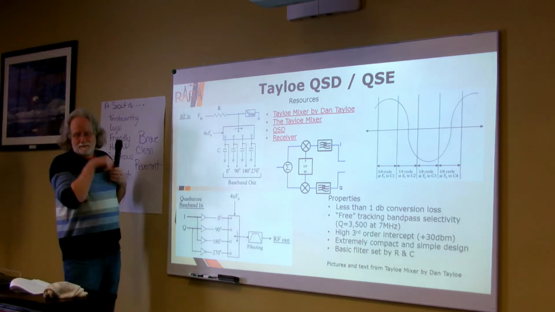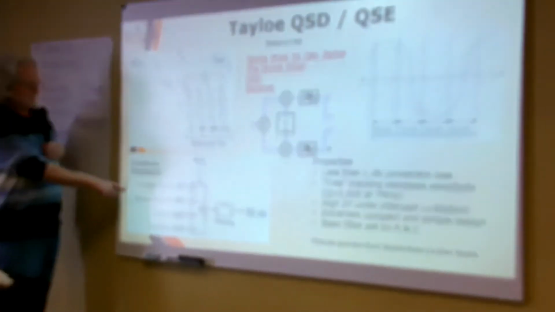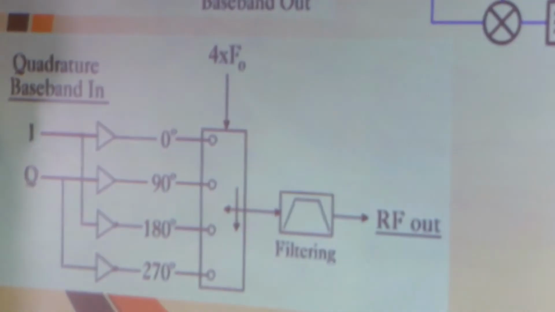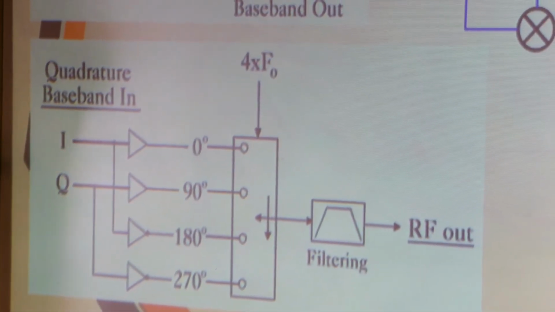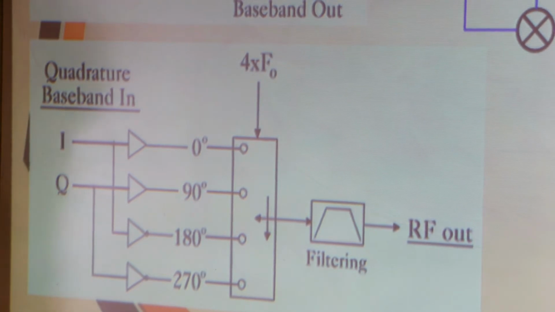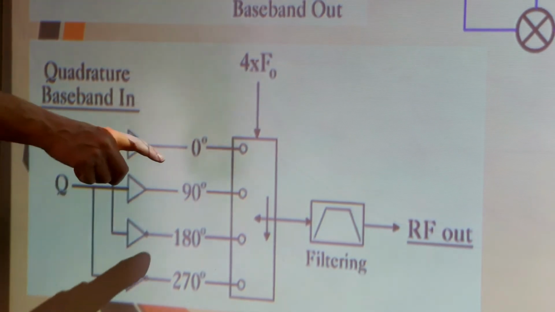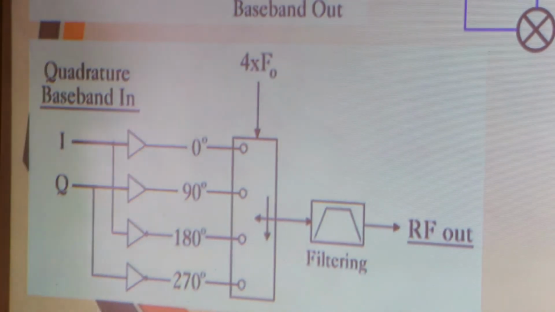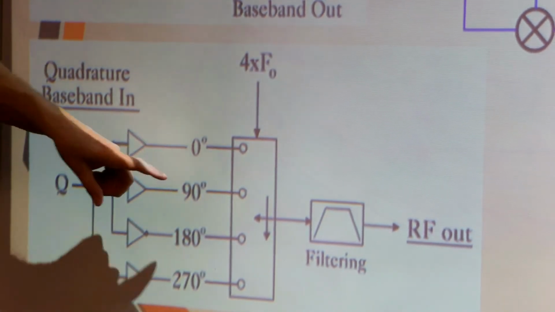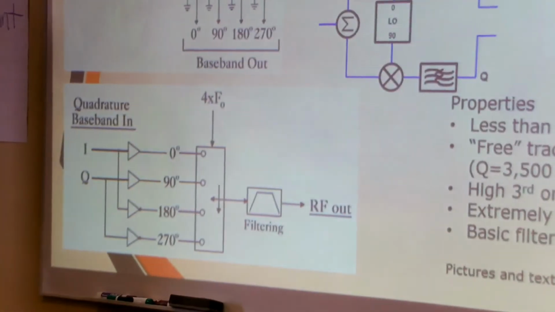And so here's the transmit version. You take the I and Q from the processor. No, from the sound card. The sound card got the data from the processor. And you put it back through the same type of analog switch, same type of counting. And you filter it, and you've got your RF out.